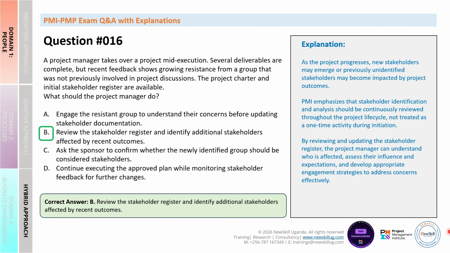So once those stakeholders are identified and then analyzed, the project manager can then develop the right engagement approach for them. So the PMP exam tip in this case is that stakeholder management is not a one-time activity. Whenever project changes impact new groups, or whenever you receive unexpected resistance, I want you to first think about identifying these stakeholders and then analyzing these stakeholders. Then after that, you can engage with them more appropriately.